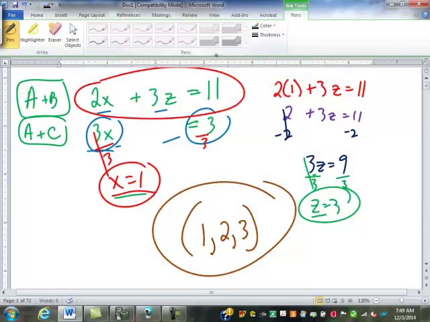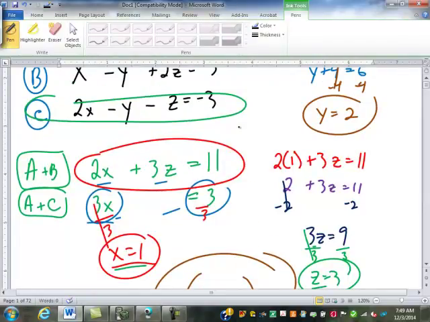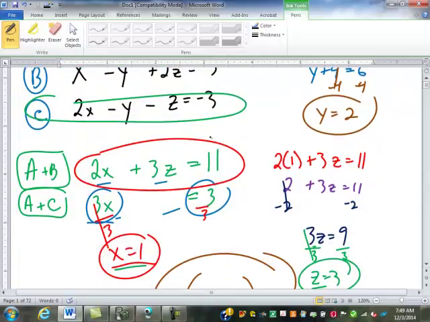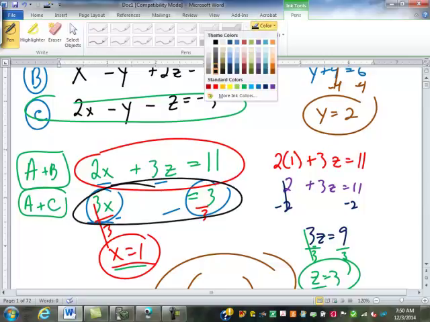Go back up. Any questions? What's that? A lot of people get confused right here when the Z disappears too and you're left with just 3X equals 3. They're like, what do you do? I need another equation. No, if 2 of the variables disappear, then you're set. Go with it. Any other questions?